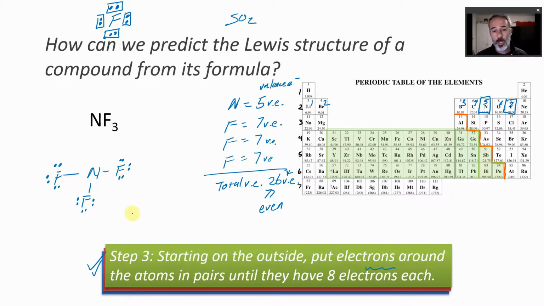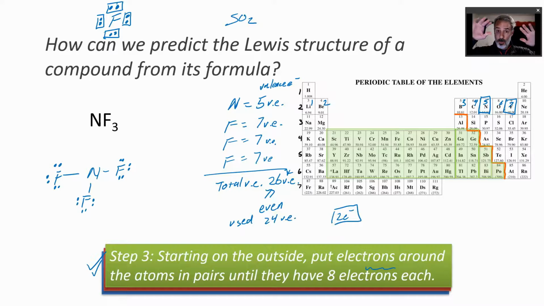Now, before we go on to step 3, I want to see how many electrons we have left. We've used 2, 4, 6, 8, 10, 12, 14, 16, 18, 20, 22, 24. We've used 24. How many electrons do we have left? We only have 2. We have 2 electrons left. That's all we've got.